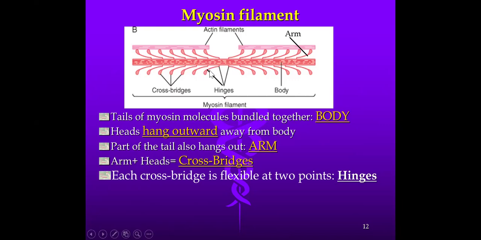This is the head and this is the arm, and the arm is actually part of the tail. As we have discussed here, part of the tail also hangs out, and that is the arm. So arm plus head equals the cross bridge.